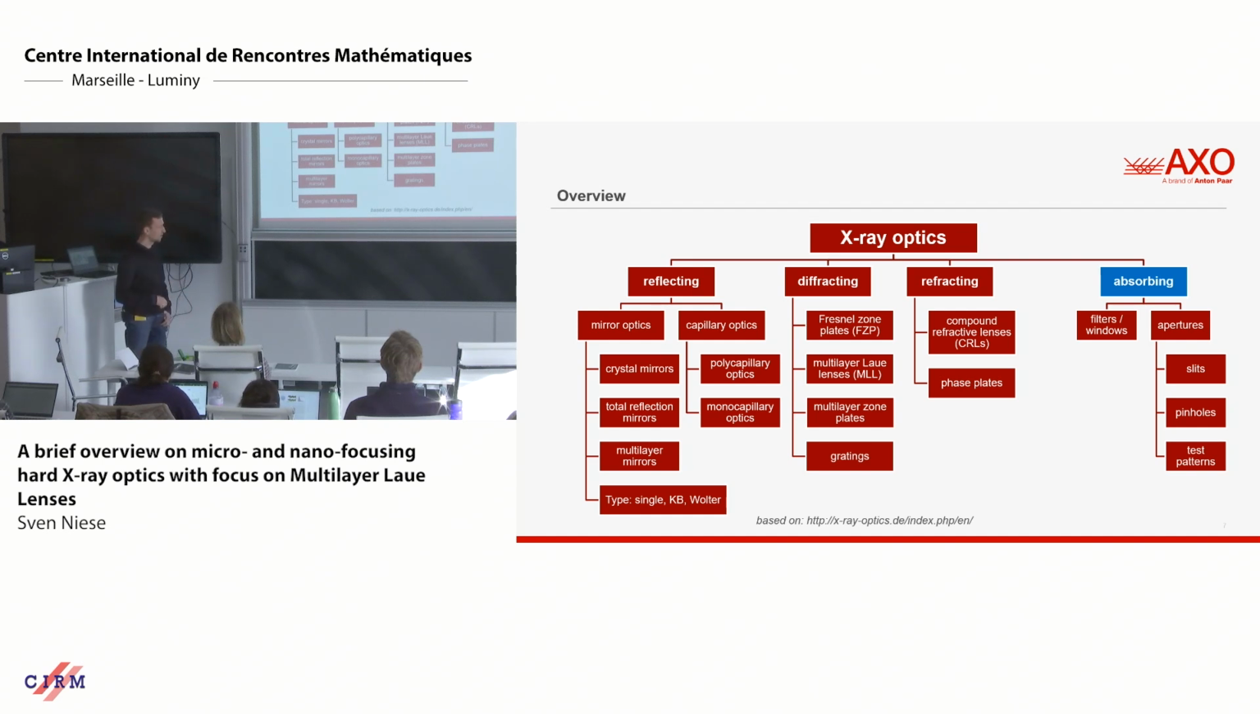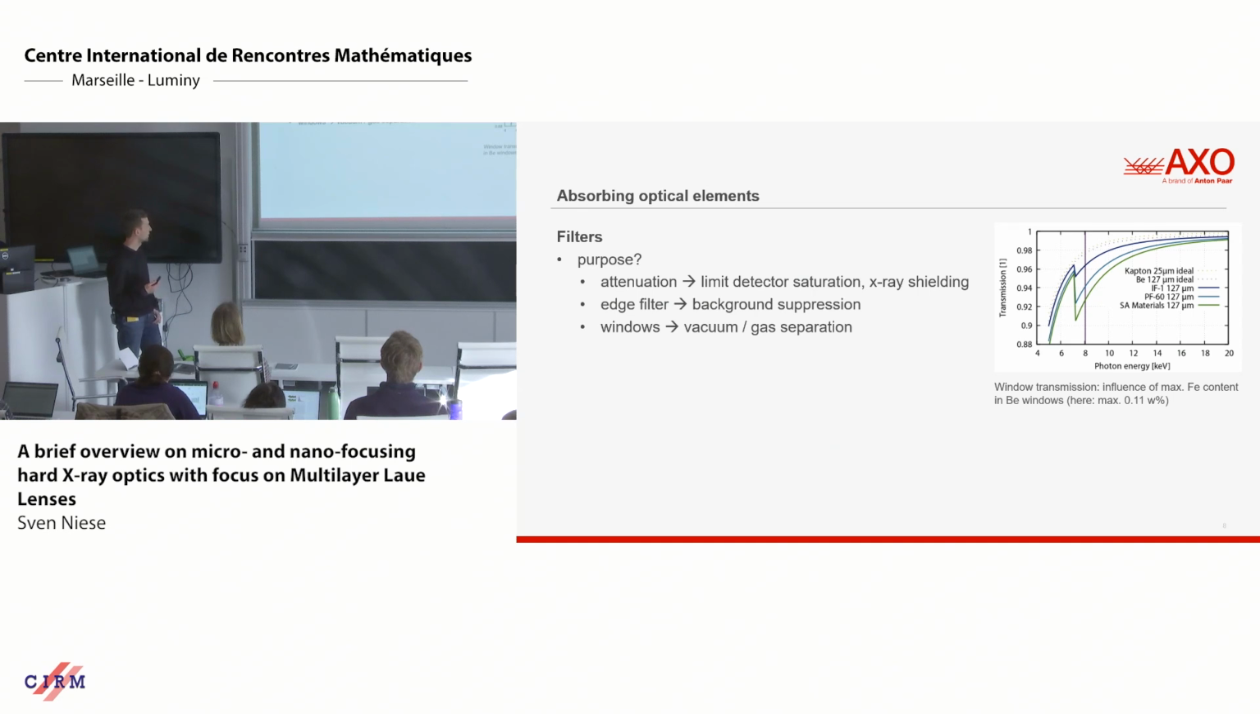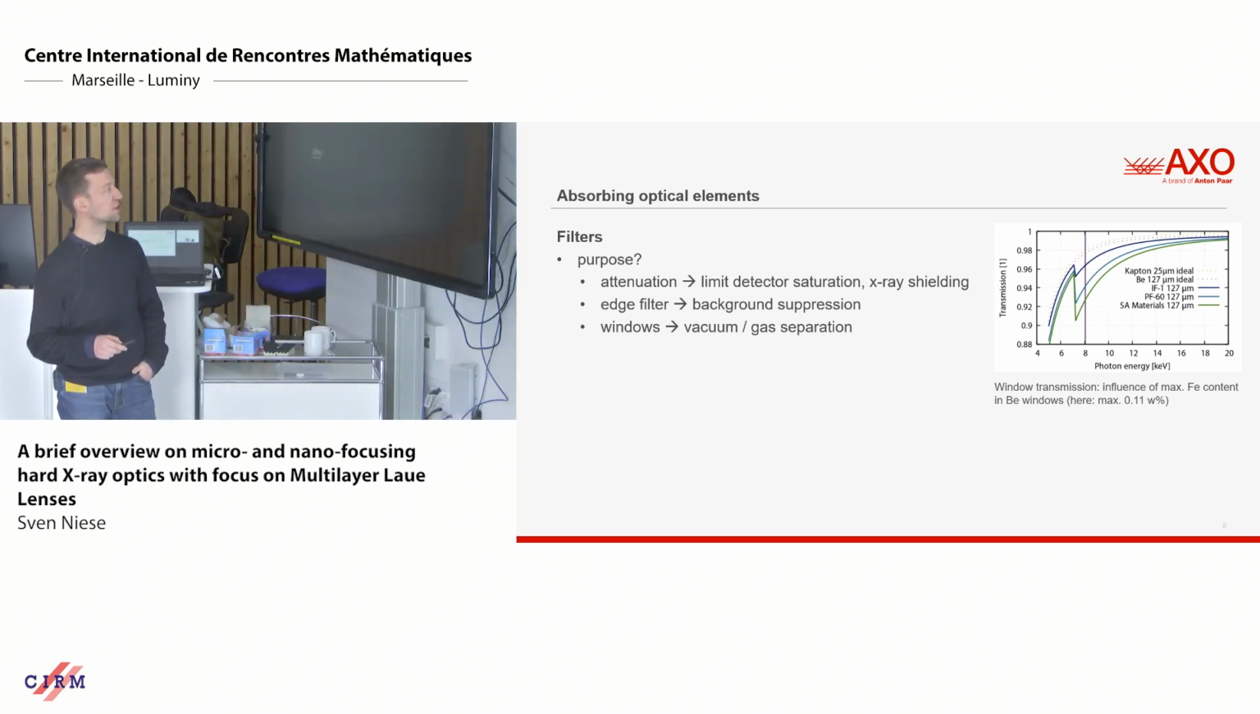So let's start with the absorbing optics. There are filters. Probably you just want to attenuate your beam to limit the detector radiation, like a beam stop in the center of the beam, or some X-ray shielding just for safety. Or if you have a laboratory instrument, you want to measure with a high dynamic range, so you can insert some filters if you have a high intensity beam, just to keep it within this range.